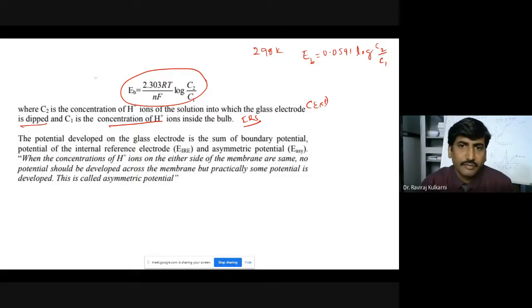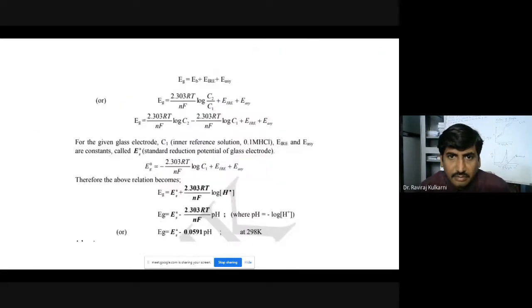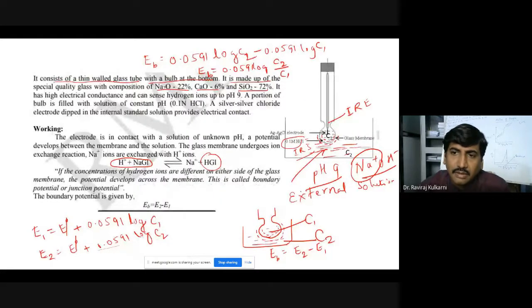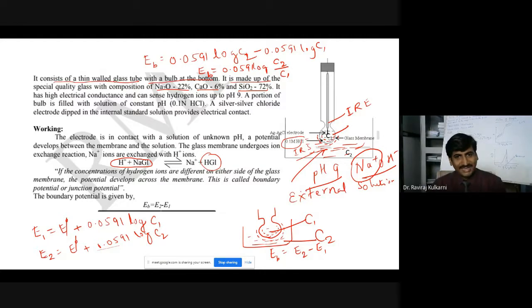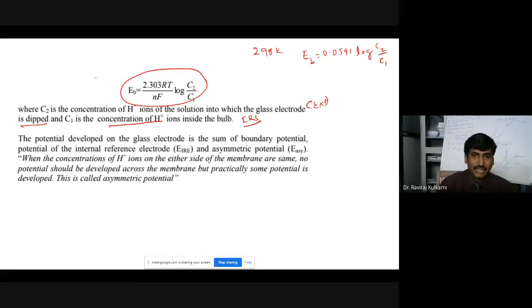Suppose the concentration of H plus ions inside as well as outside are the same. What happens to the boundary potential? Zero. The boundary potential becomes zero. But there exists some potential. When the concentration of H plus ions on either side of the membrane is the same, no potential should be developed across the membrane, but practically some potential is developed.